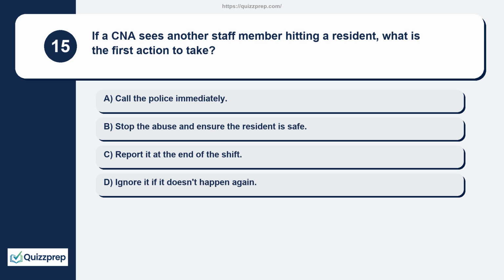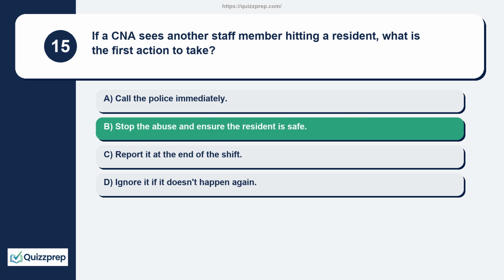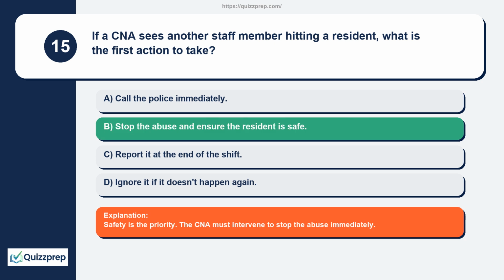Question 15. If a CNA sees another staff member hitting a resident, what is the first action to take? Call the police immediately. Stop the abuse and ensure the resident is safe. Report it at the end of the shift. Ignore it if it doesn't happen again. Safety is the priority. The CNA must intervene to stop the abuse immediately.